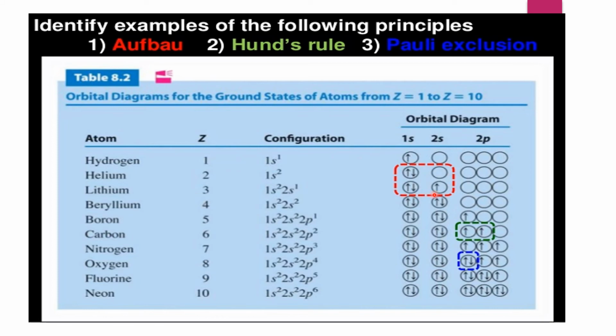So here it is following the lowest energy level, which means that the least n plus l value is followed. So electrons are entering into the least n plus l value first, which is the Aufbau principle. The next one, if you observe here, the electrons are entering into carbon: 1s2, 2s2, 2p2.